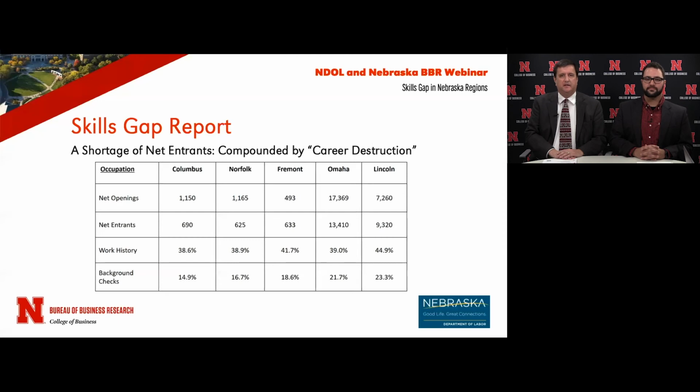So there's not just a skills gap, but just a lack of workers compared to the openings that are available. You can see in Fremont, there's actually more new entrants available than openings. And of course, Fremont benefits from its proximity to the Omaha area labor market. Lincoln has a bit of a surplus. Obviously, Lincoln has a concentration of universities and colleges relative to the size of the community. And Omaha does also have a gap between openings and entrants, but in percentage terms, it's not as severe as we saw in Columbus and Norfolk.